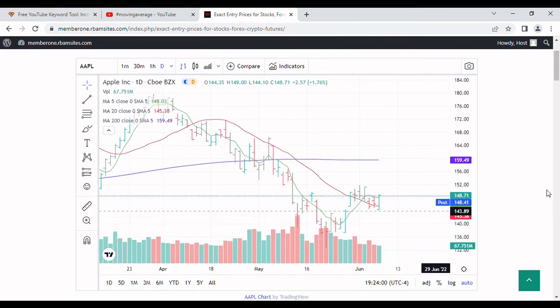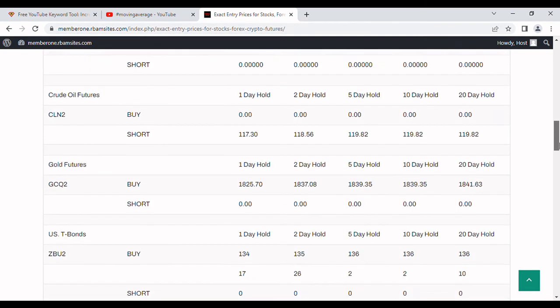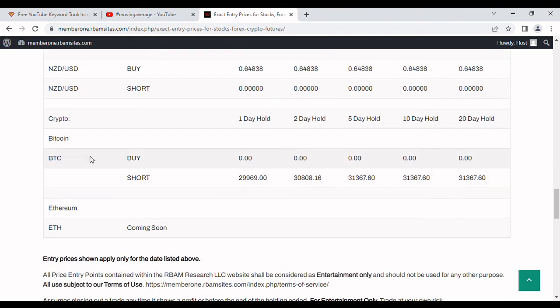It's, in my opinion, a vastly more robust way to look at it than to try to guess what's going on with these moving averages. Moving averages are great if you're experienced at looking at them for a trending market, but when the market goes sideways, these algorithmically generated prices are fantastic. We cover the stocks, we cover futures, we cover forex, and we cover Bitcoin for the futures.